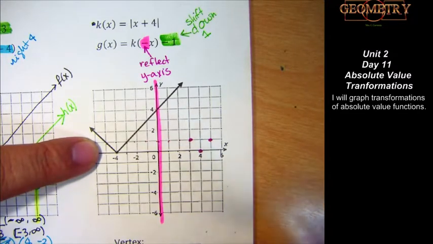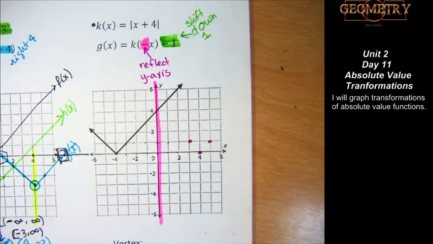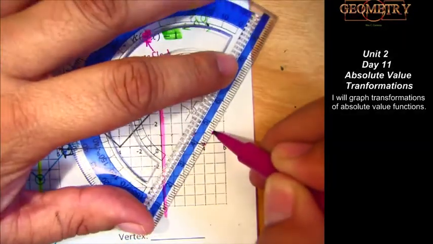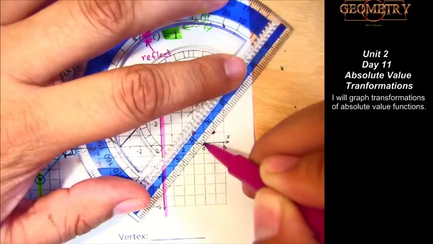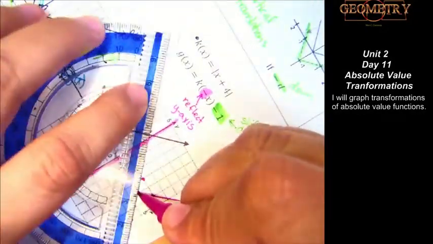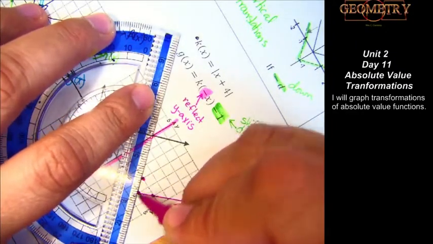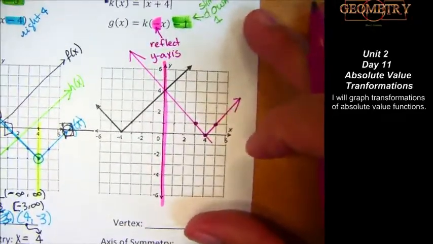I could keep going, but this is enough points for me to use my straight edge and draw a line. So I'm going to connect these 2 points with a straight line. I'm going to turn my paper, and graph these 2 points with a straight line. All right, and so my graph looks something like this.